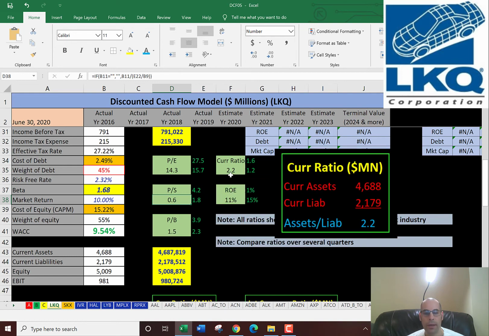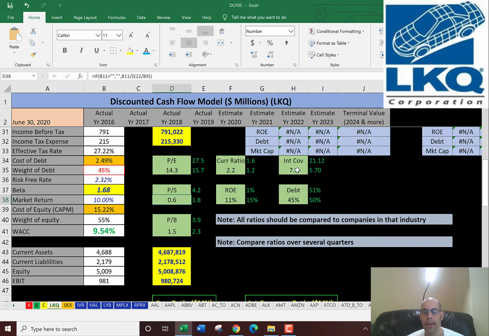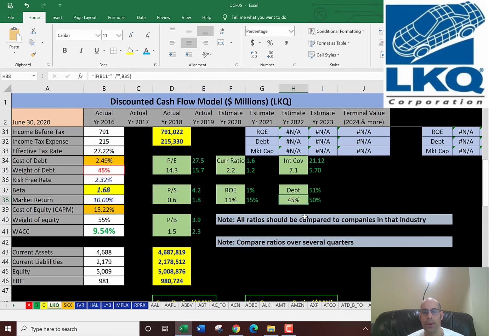Great current ratio. They can cover their current liabilities twice. ROE of 11%, a little on the lower side, so they're not providing the greatest value to the equity holders. That's income over equity. They could easily cover their interest payment. They cover it 7 times, so no risk of default. And they have 45% debt, which is a pretty manageable number. So the company looks pretty good in the ratios and also in the intrinsic value.